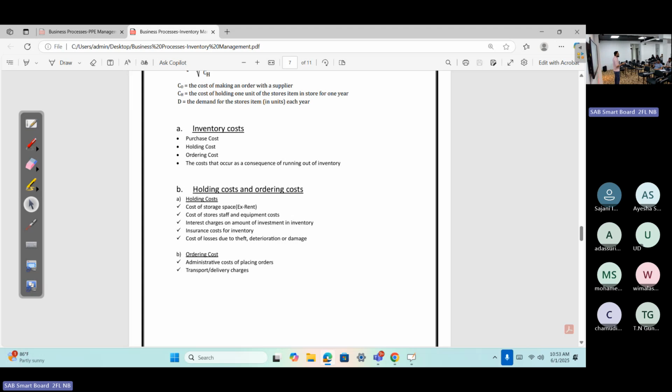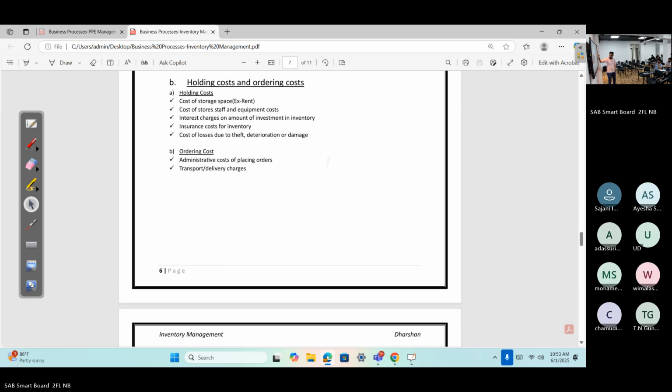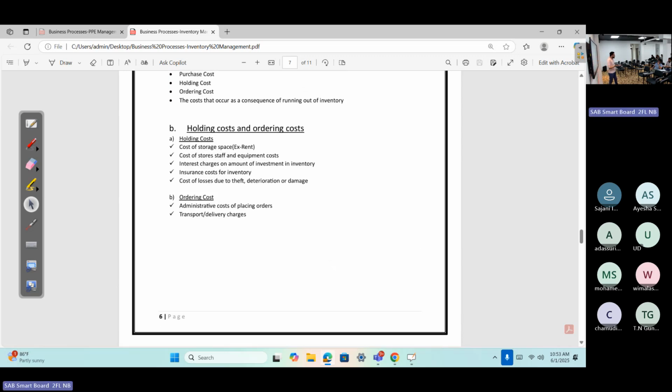Ordering cost means, to receive this chair to your premises, what are the costs you are incurring? Like transport cost, placing orders cost, transport and delivery charges. When you order something from AliExpress, there is a delivery charge. The item price is the purchase cost. The delivery charge is the ordering cost. So ordering cost and purchase cost are not the same.